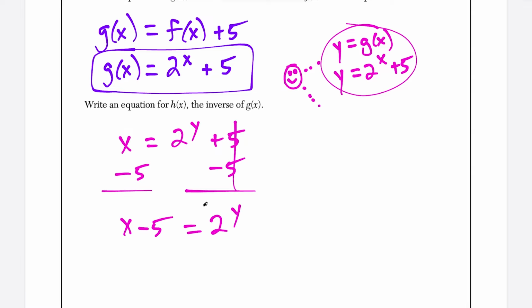Now, there's a few ways that we could solve for y here, but one way is to make use of the idea that when we have log base a of something like this, like log base a of a, that's going to be equal to 1.